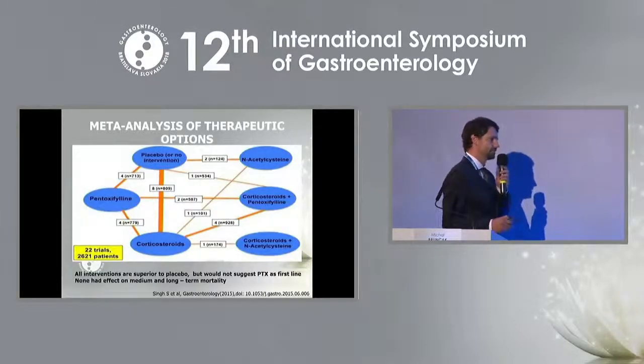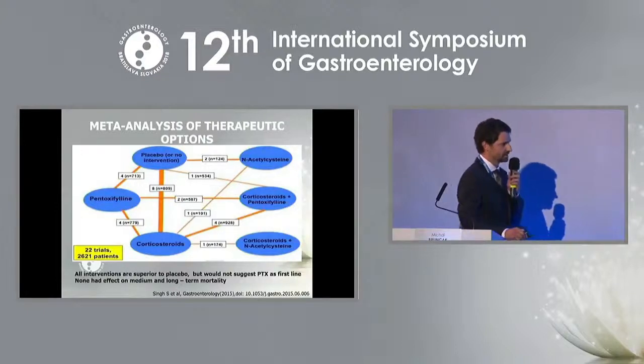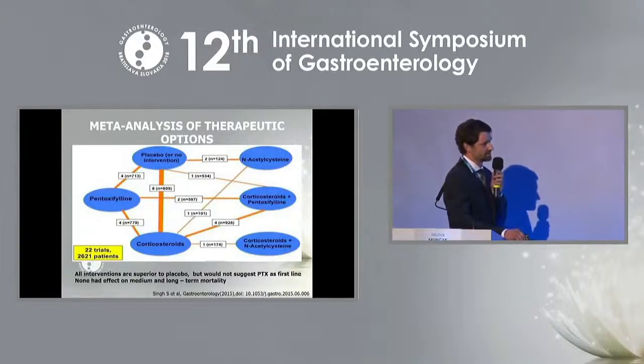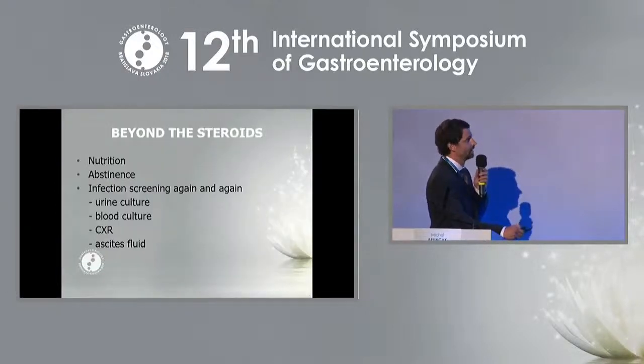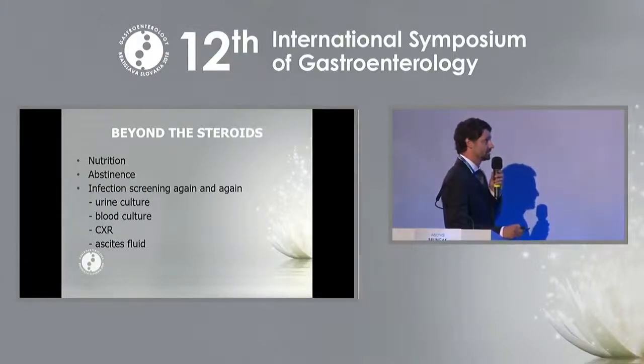Taking all the patients from the 22 randomized trials and assessing the effectiveness of already used drugs and the combination of these drugs, the result is that all of the interventions might be superior to placebo, but pentoxifylline would not be suggested as a first line because of the low confidence in estimates. The most effective seems to be corticosteroids in combination with N-acetylcysteine, but it's only one randomized trial, and then prednisolone itself. Now, what else can we use except the steroids to improve survival? It's nutrition, it's abstinence, and vigorous screening for infection in these patients, because this is what's killing them.